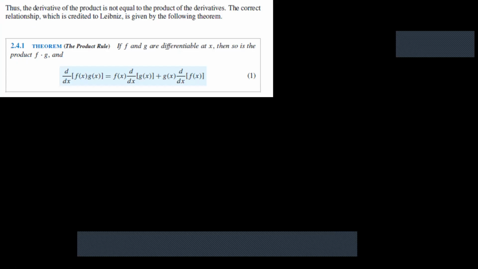Yesterday, we talked about the derivative of a product, and we said that we have a rule, we called it the product rule, that says if you have two functions that are multiplied and you want to find its derivative, you say the first function times the derivative of the second function plus the second function times the derivative of the first function.